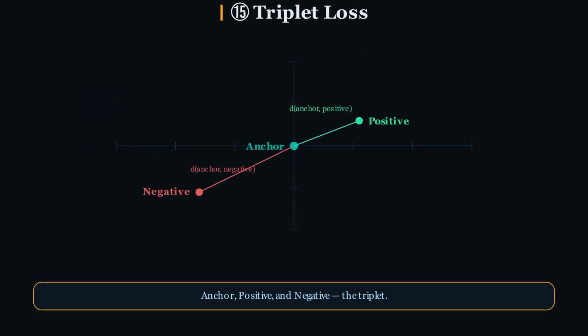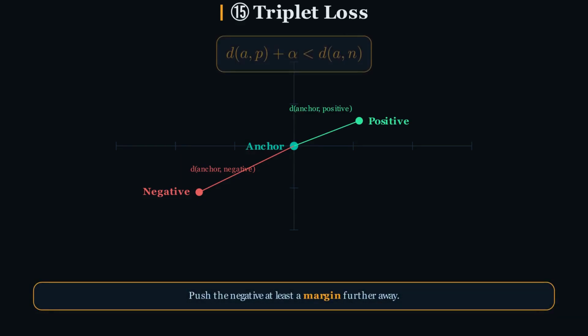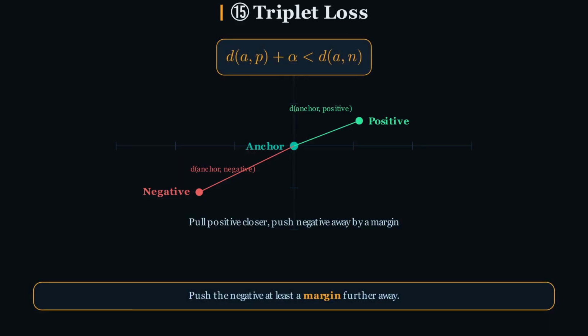Triplet loss works with three examples at once: an anchor sentence, a positive sentence that means the same thing, and a negative sentence that doesn't. The training objective enforces a margin. The negative must be pushed further from the anchor than the positive, by at least a fixed amount alpha. Training gradually reshapes the embedding space to satisfy this constraint.